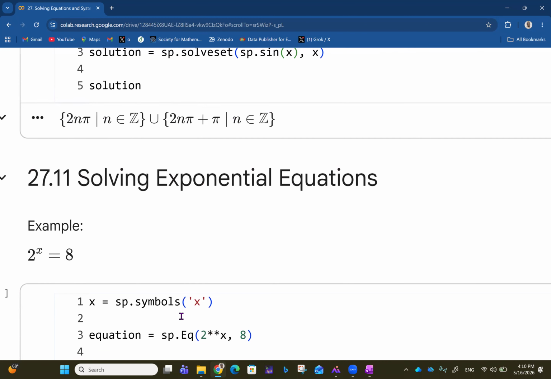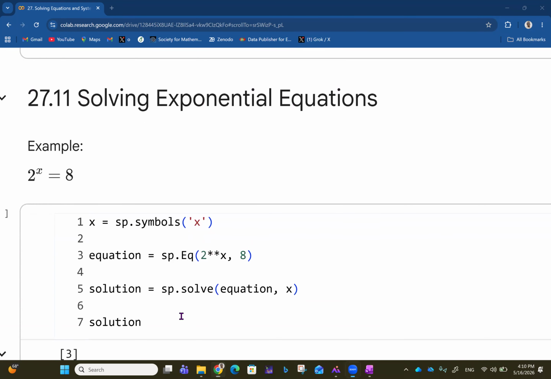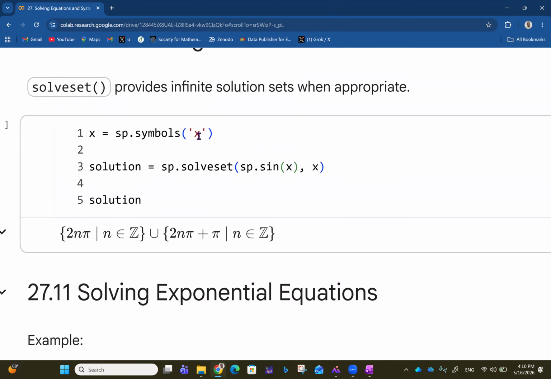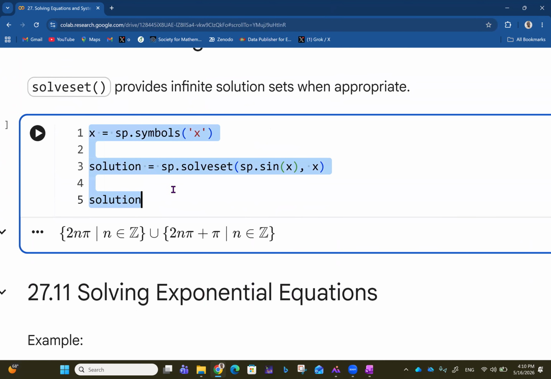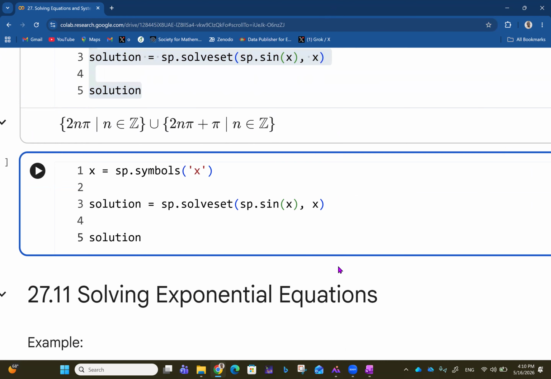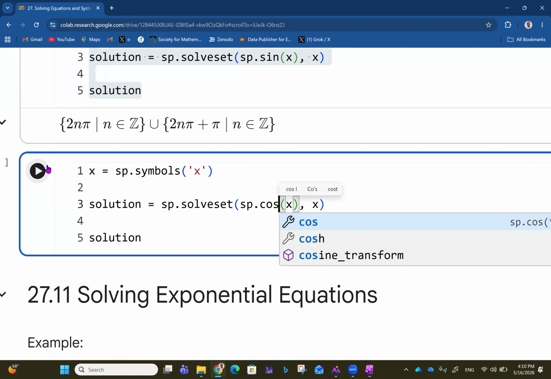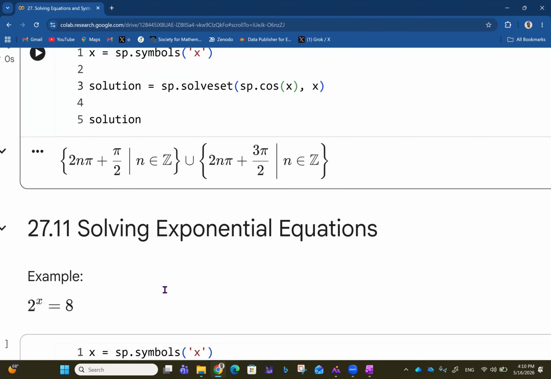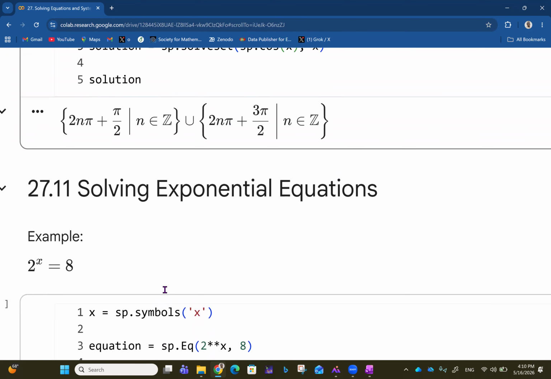Okay, I want to do this kind of thing for cosine, you know. So let's do it for cosine and see what happens. We use solveset for cosine. In this case, we just have cos x, and we're solving for x too. You see the set it gives us: 2n pi plus pi over 2, and then 2n pi plus 3 pi over 2, like that. So for cosine, this is a very neat way to get these things out.